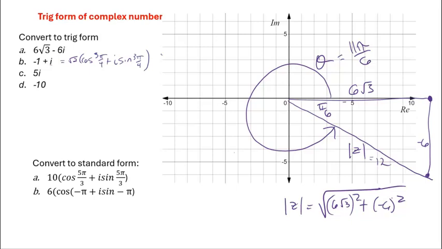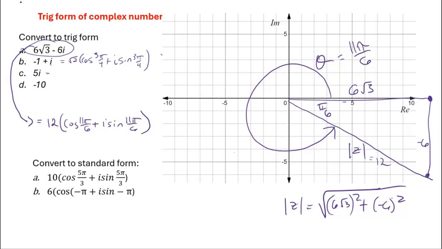Okay, and that's it. So 6 root 3 minus 6i is equivalent, let's come down here for that one, to 12 times the cosine of the angle, plus i times the sine. And we can use degrees or radians, but we've really shifted to radians, so we like radians. And then just repeat the angle. And if you ever want to check your math, just take the cosine of 11 pi over 6, the sine of 11 pi over 6, multiply it by 12, and you should get that. Okay? All right.